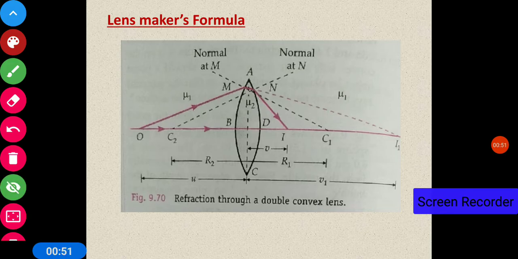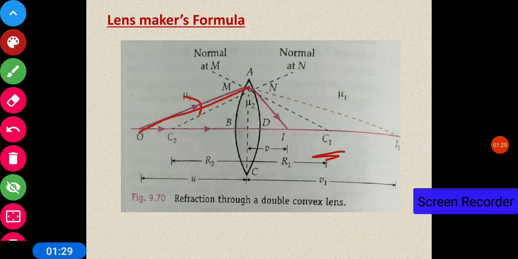Now as you know, ABCD is a convex lens. This convex lens has two curved surfaces, one is ABC and another is ADC. On surface ABC, let us consider that object O is placed on the principal axis of the lens. The incident ray falls on surface ABC. C1 is the center of curvature for the surface ABC.